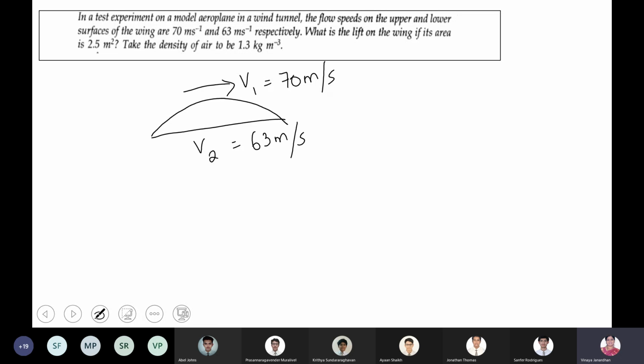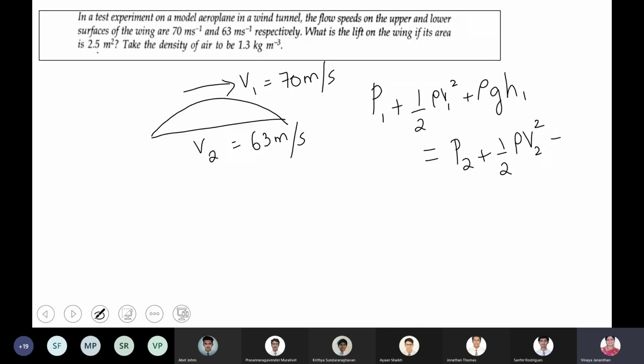Ma'am, is it Bernoulli's theorem? Yes, boys. What is Bernoulli's theorem over here? P1 plus half rho V1 squared plus rho g H1 must be equal to P2 plus half rho V2 squared plus rho g H2. This is your Bernoulli's theorem, right?